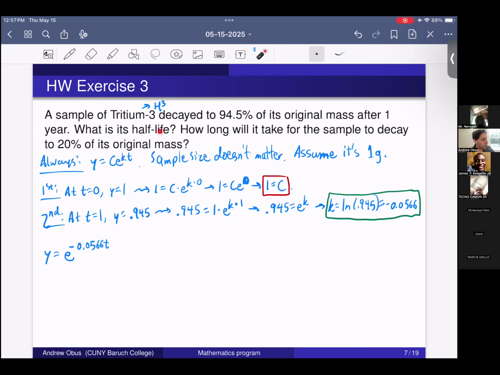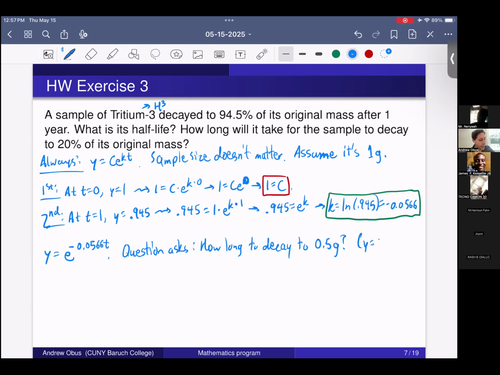Now the question is, what is the half-life? If we started with 1 gram, then the half-life is asking how long does it take the sample to decay to half a gram. That's what the half-life would be. How long does it take to go to half a gram? What that means is y equals 0.5. That's what this is asking.